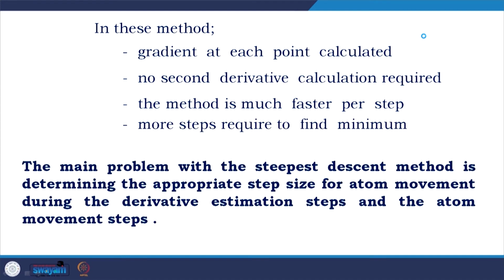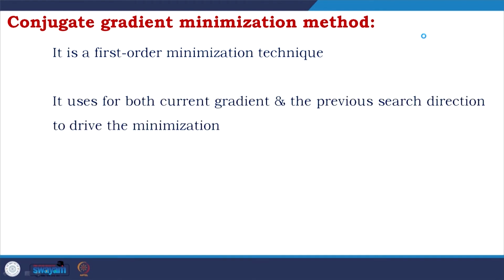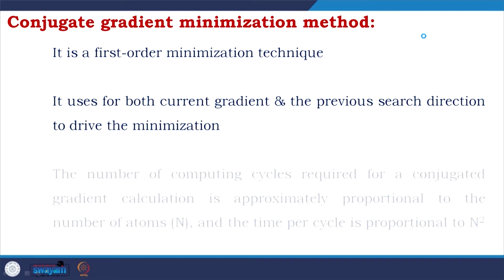The main problem with the steepest descent method is determining the appropriate step size for atom movement during the derivative estimation steps and the atom movement steps. Coming to the next, the conjugate gradient. This is also a first order minimization technique. It uses both the current gradient and the previous search direction to drive the minimization.